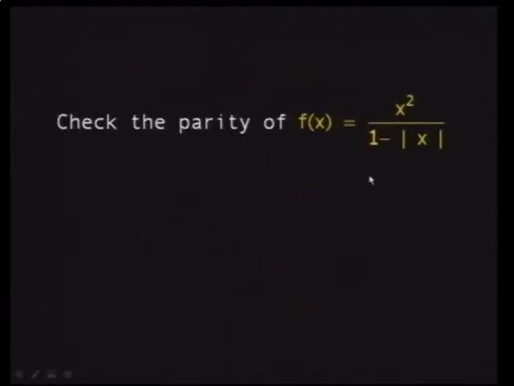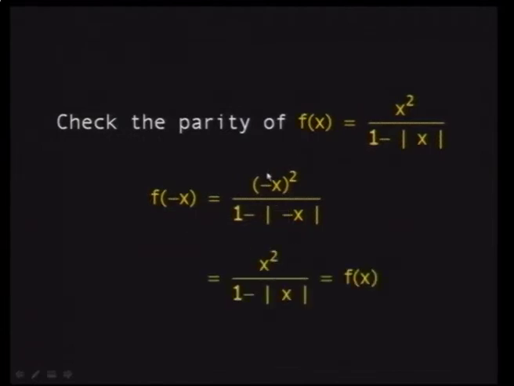So for example, for this function, they tell you to check the parity of this function. All you have to do is replace x by minus x. If you replace x by minus x, what do you get? You get the same thing. You get here x squared, and the modulus of minus x is the modulus of x. So you get the same explicit function as before, which means that f of minus x is equal to f of x. So this function is even.